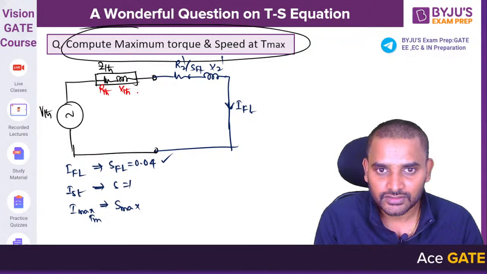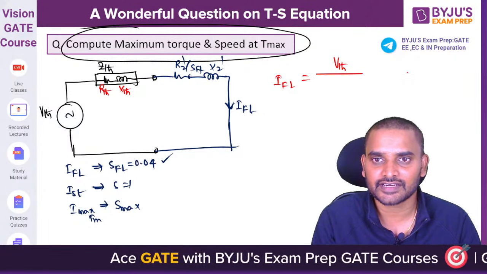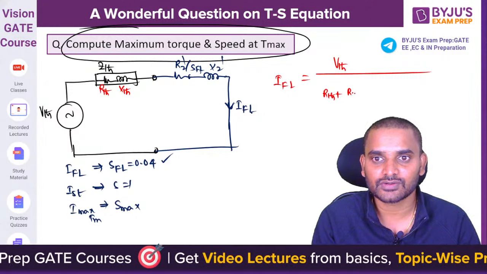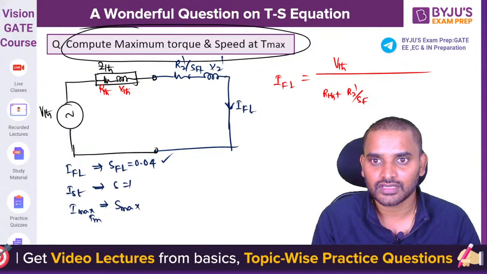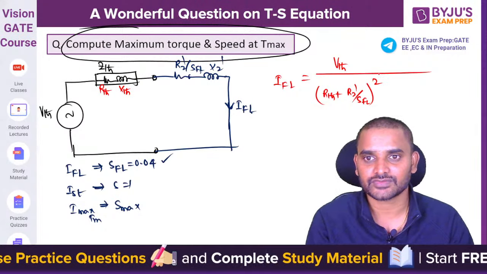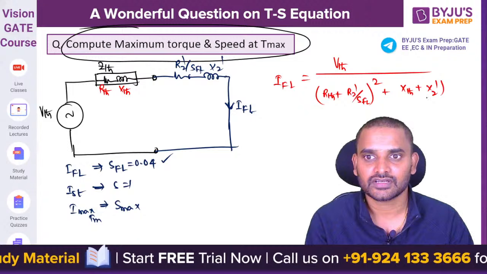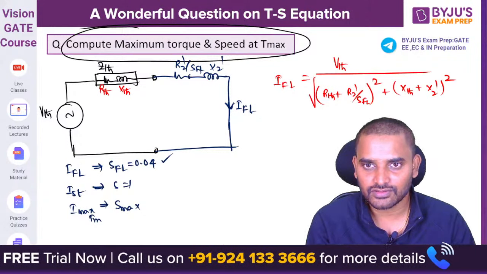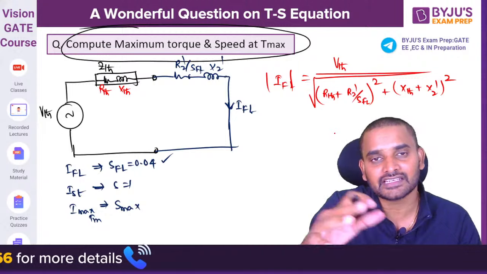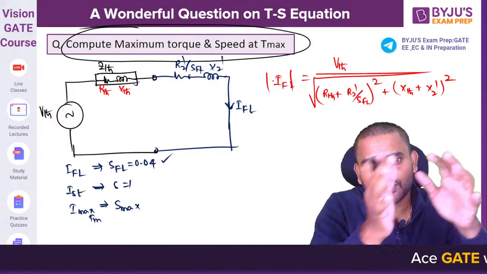So from here the full load current will be taken as VTH divided by the square root of (RTH plus R2 dash by S full load) whole square, the real terms, plus the imaginary terms, (XTH plus X2 dash) whole square. Of course, if you want the magnitude of the current, you take the root of the real term and imaginary term. Once you get the full load current, then you can substitute in the torque equation.